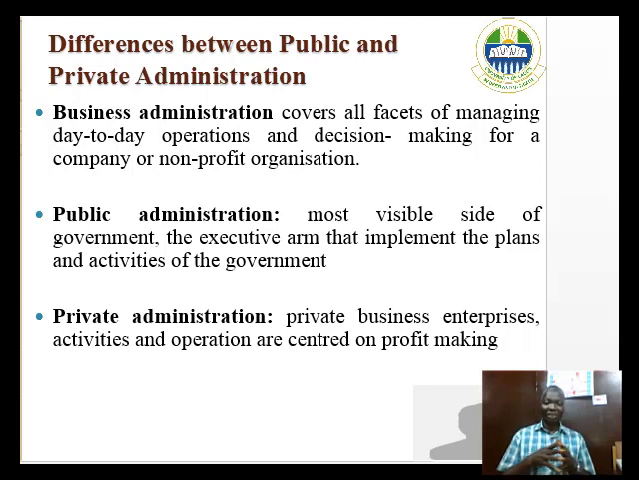Then we look at public administration, which means the most obvious part of government, or government in action. That is, it is the most visible side of government, particularly the executive arms that implement the plans or the policy and the activities of government. Public administration, like we have said, is the machinery as well as the integral process through which the government performs its functions, while the private consists of the management of private business enterprises owned and operated by private individuals.